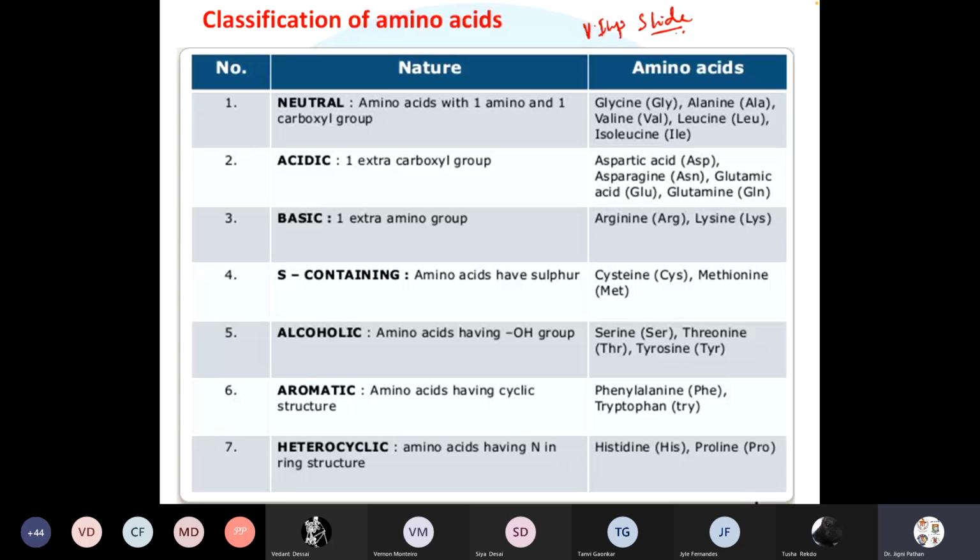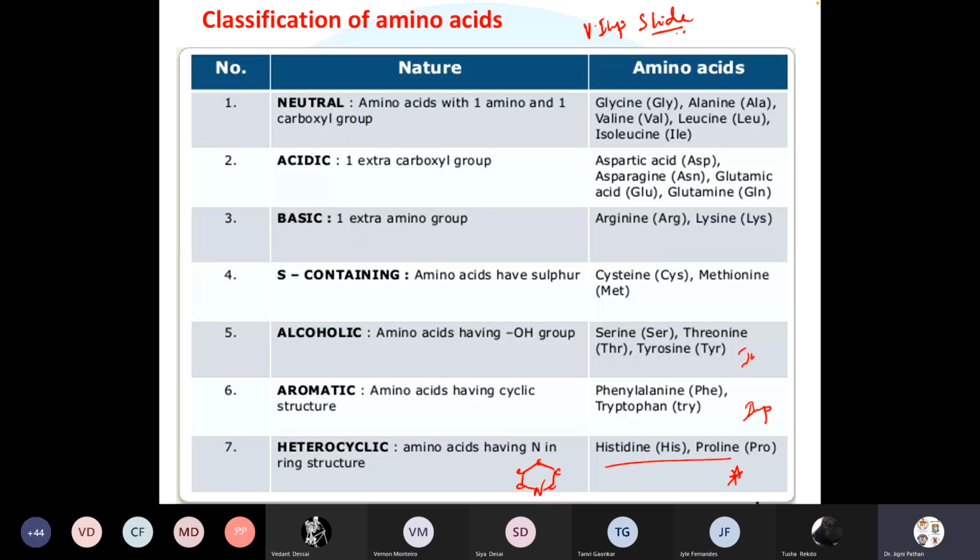Important question. Aromatic means the amino acid having a cyclic structure attached. Those are phenylalanine, tryptophan. Important again. Heterocyclic amino acid means you have a nitrogen in the ring. Like, you have something like this. Everywhere it's carbon, but you have N in the ring structure. When you have a structure like this with the amino acid, it is said to be a heterocyclic amino acid. Examples are very, very important. Basic, acidic, everything is important. Please, this slide is important. Every year there will be a question from here. So please revise this carefully.